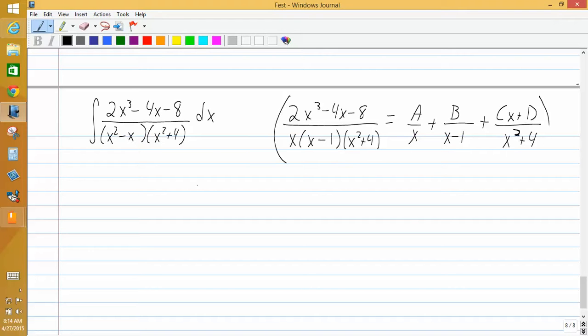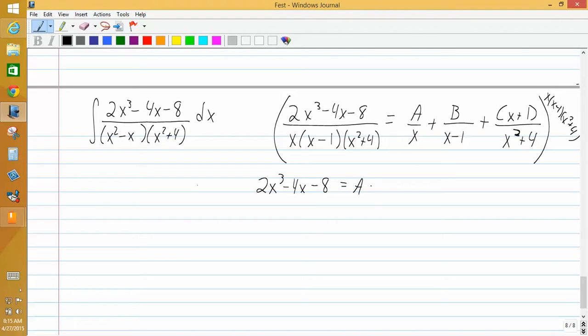Now we need to multiply through by the common denominator. This denominator right here. So x times x minus 1 times x squared plus 4. We're going to multiply that times every term. The reason why we do that is so we can get rid of this here, and we're just left with the numerator, 2x cubed minus 4x minus 8, and now multiply that times each one of these terms. So there's going to be one factor that's going to cancel out each time.